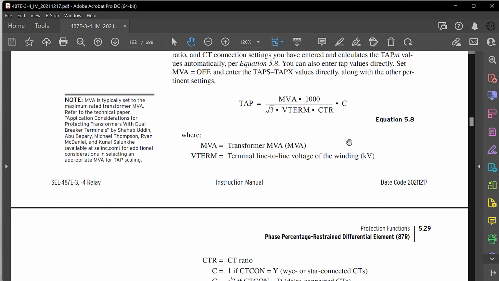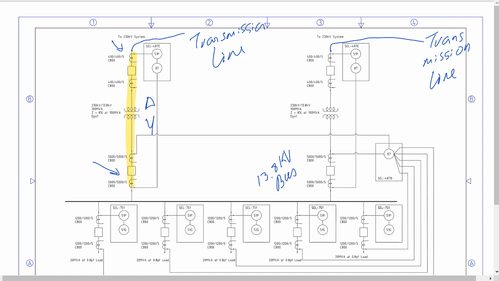So let's go ahead and do this calculation for both the high side winding and the low side winding in our example. And again, remember here that for our example transformer differential scheme, we have a 230 kV system on the high side of the transformer and a 13.8 kV system on the low side of the transformer.